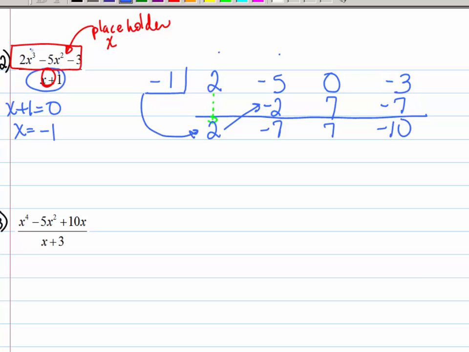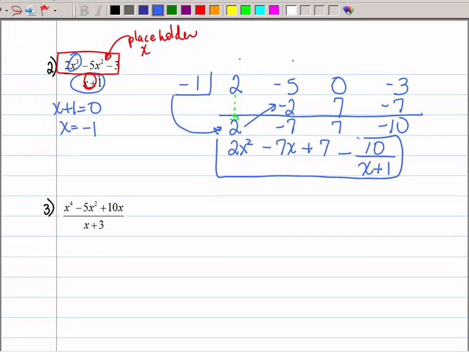Write your answer. This started out with x cubed, so your answer is 1 degree less. So 2x squared minus 7x plus 7. That's always your remainder. So you could say plus a negative, but I'm just going to say minus 10 over your divisor of x plus 1, what we started out with. Isn't that easy? Don't you wish it could always be that easy?